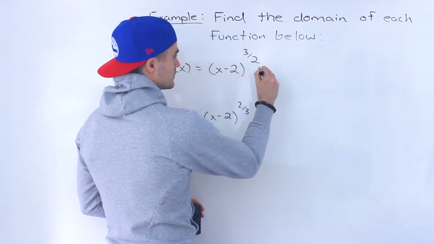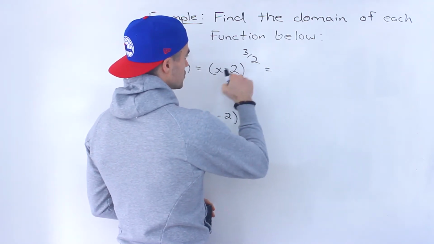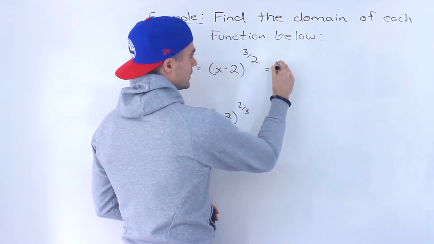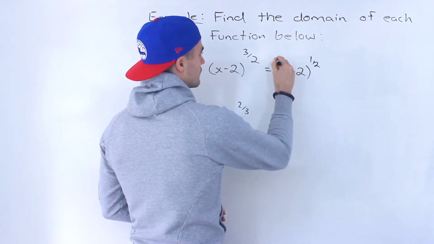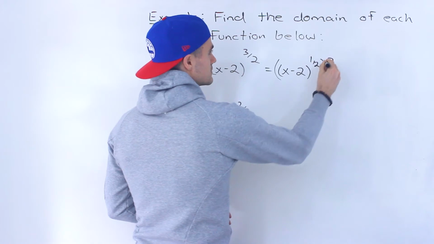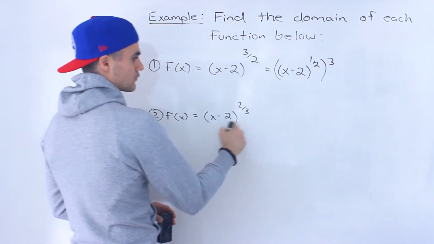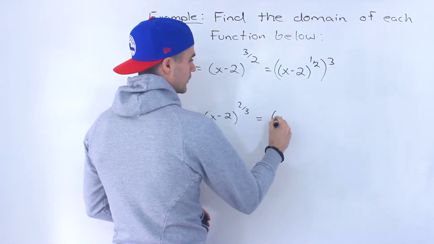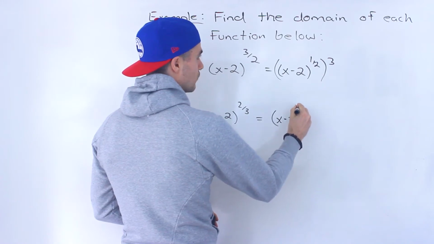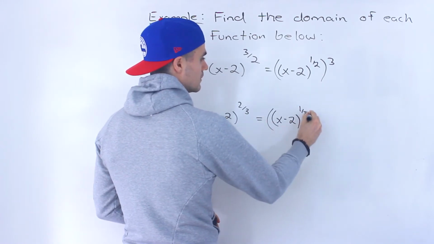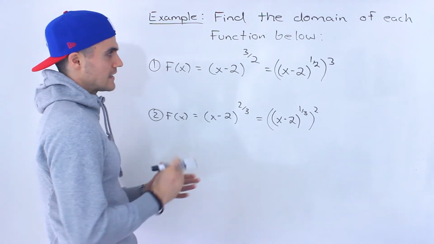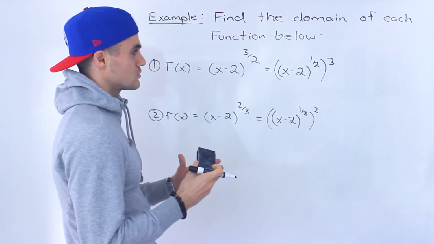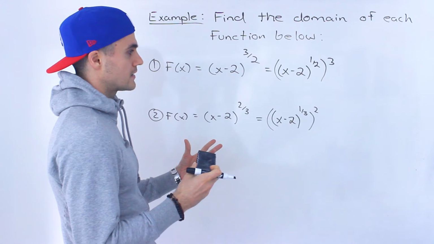So the first thing I'm going to do is rewrite these functions. This one here, I'm going to split up this fraction. So I'm going to say x minus 2 to the power of a half, to the power of 3. And then over here, this one, I'm going to write x minus 2 to the power of 1 over 3, to the power of 2. And writing it in this format, I feel like it's going to help in explaining the domain a little bit better.